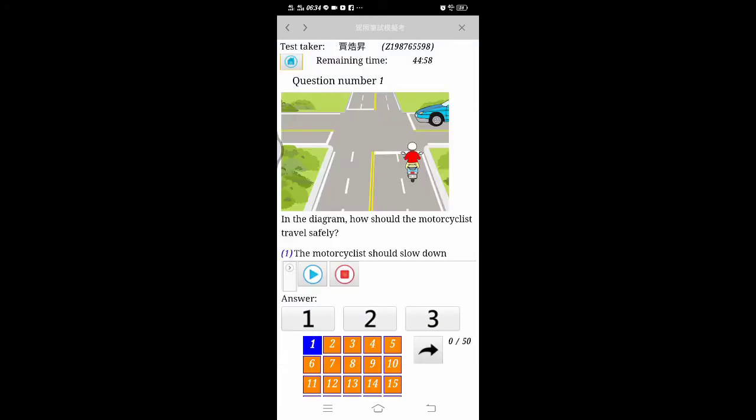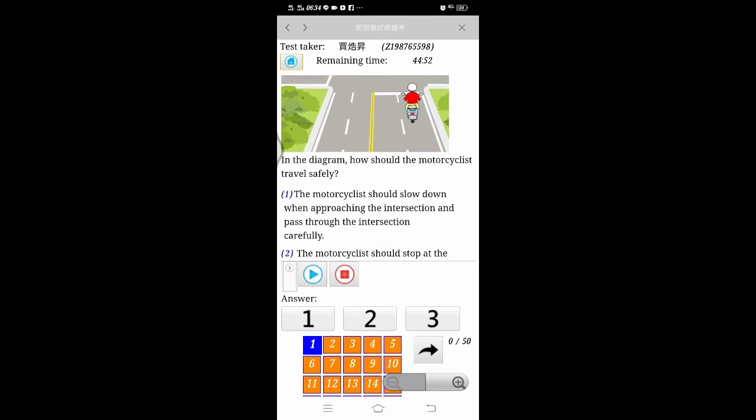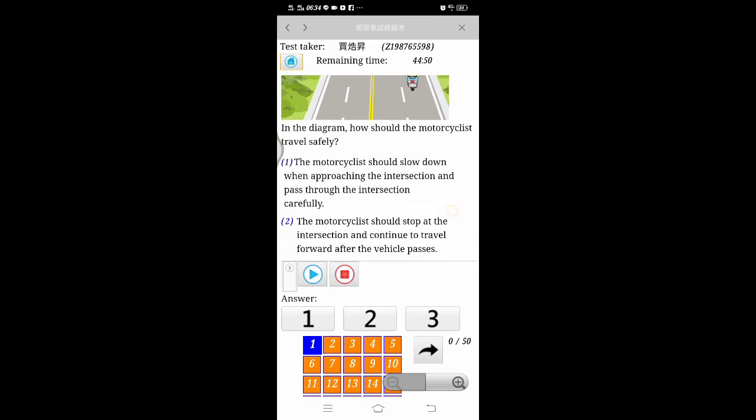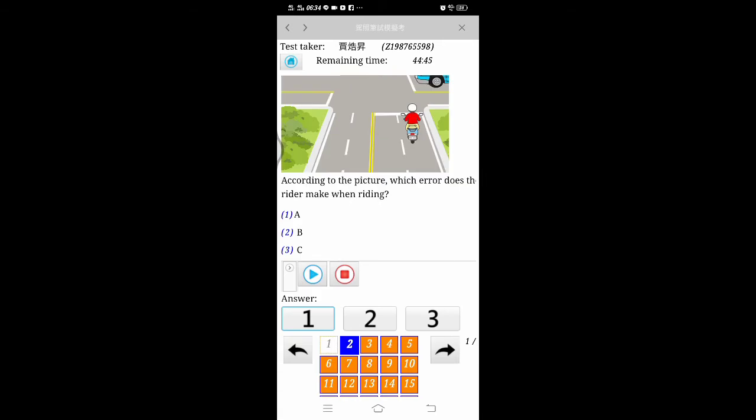Nag-i-exam tayo. Review. In the diagram, how should the motorcyclist travel safely? 1. The motorcyclist should slow down when approaching the intersection and pass through the intersection carefully. Number 2.